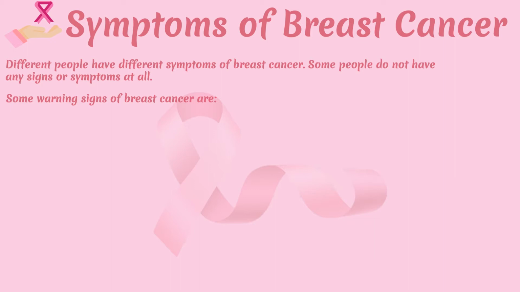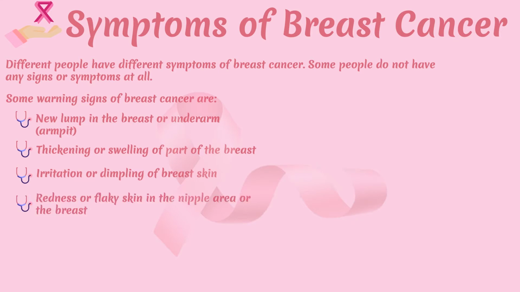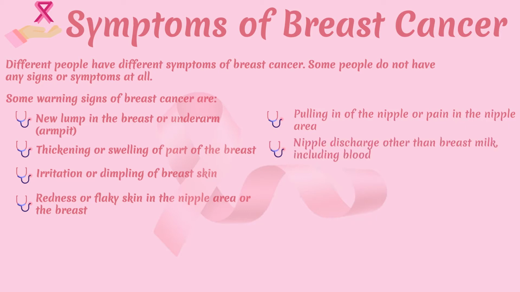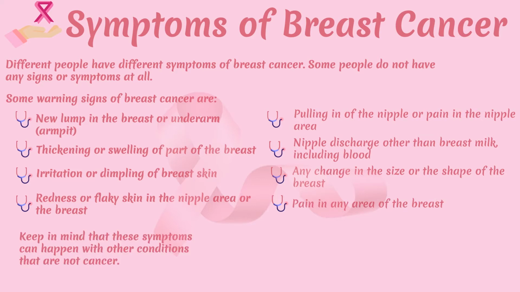Some warning signs of breast cancer are a new lump in the breast or underarm, thickening or swelling of part of the breast, irritation or dimpling of breast skin, redness or flaky skin in the nipple area or the breast, pulling in of the nipple or pain in the nipple area, nipple discharge other than breast milk, including blood, any change in the size or the shape of the breast, pain in any area of the breast.